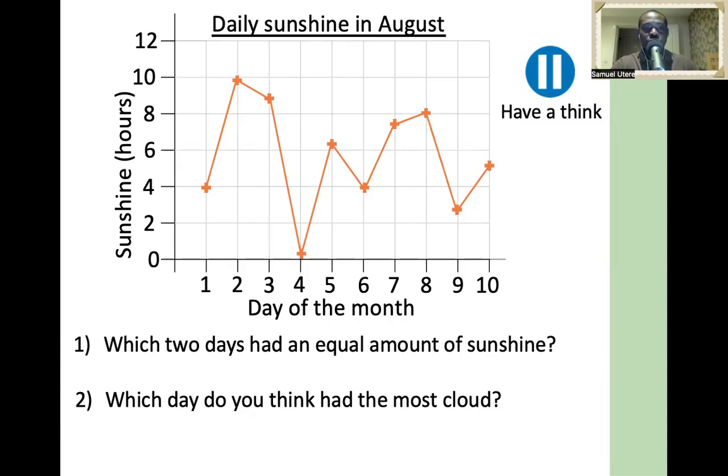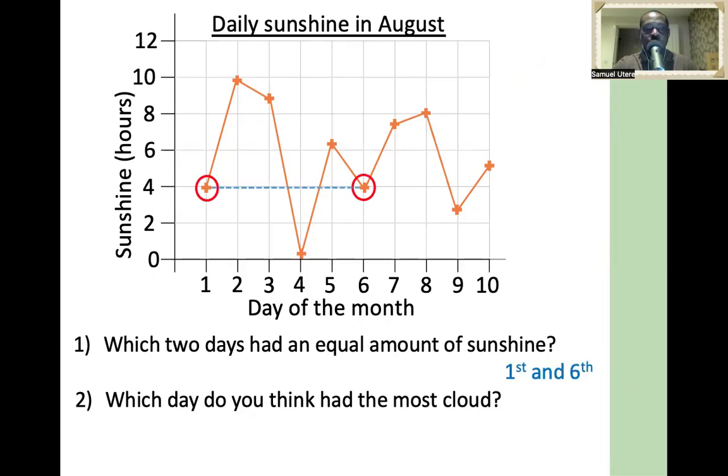Okay. I'm sure for the first question, you ask which 2 days had an equal amount of sunshine. Well, the way we do it is we look for the hours of sunshine. Well, that's the vertical axis, and we look for 2 points that are of the same value, and it has to be that one and that one. So the 2 days are the 1st and the 6th.